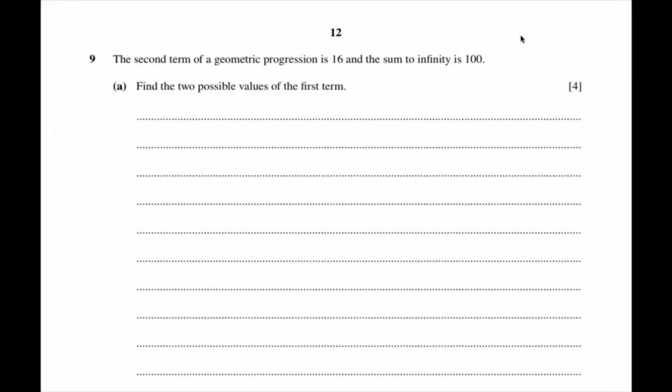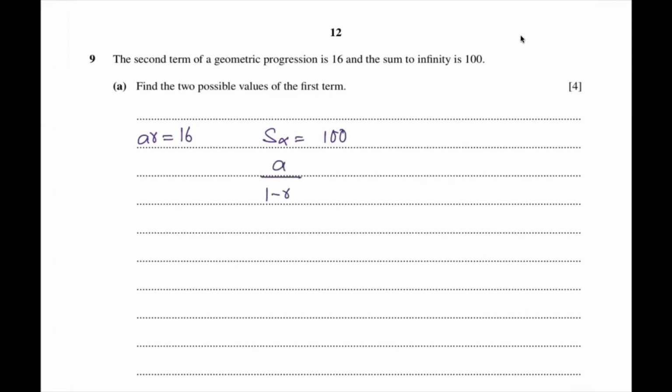Now the next question is on a series, geometric progression. The second term of a geometric progression is 16. The second term in the geometric progression is always equal to AR, which is equal to 16. And the sum to infinity is given to you as 100. You need to find the 2 possible values of the first term.